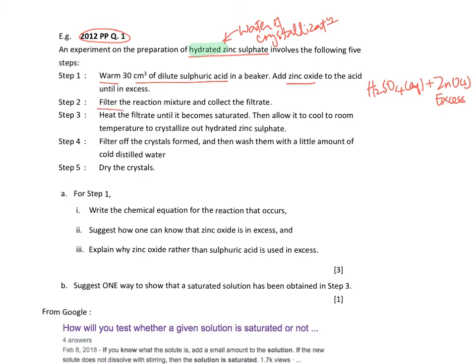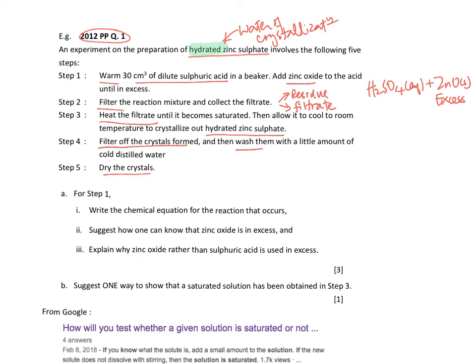And then filter the reaction mixture. When we are filtering the mixture, what is the residue and what is the filtrate? We need to keep the filtrate and heat the filtrate until it becomes saturated. Cool it down and leave it at room temperature until the zinc sulfate crystals come out. We have to separate the crystals from the solution, wash them, and dry the crystals.